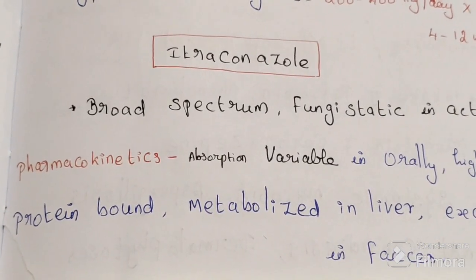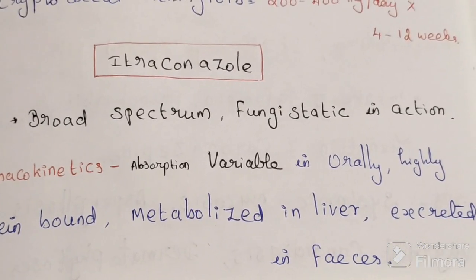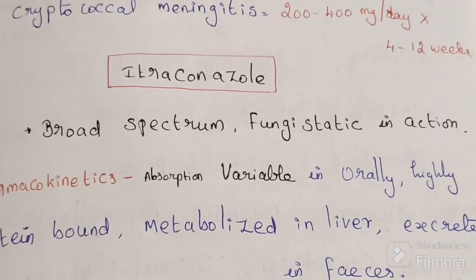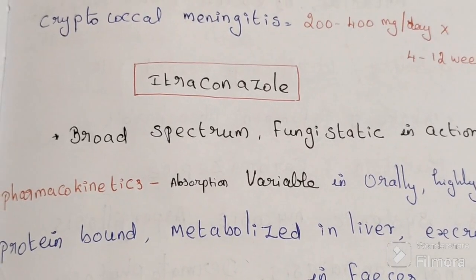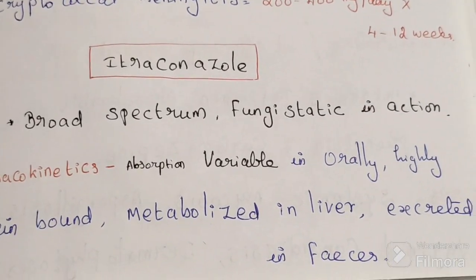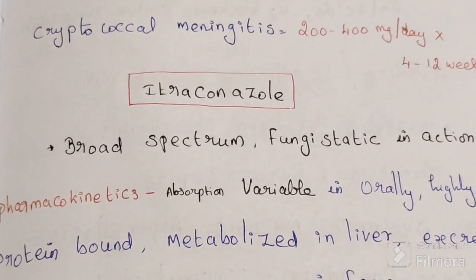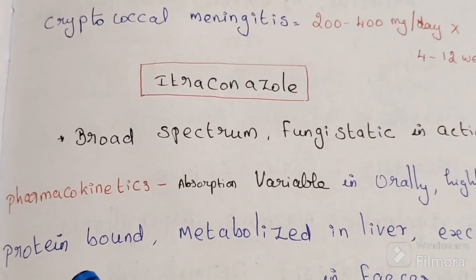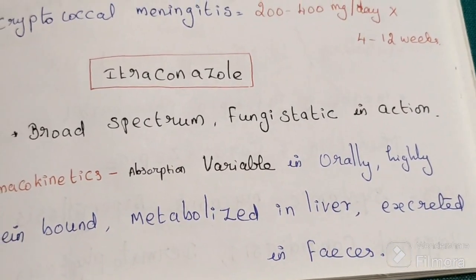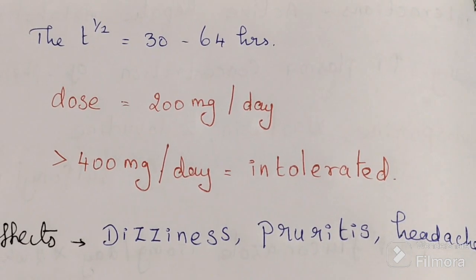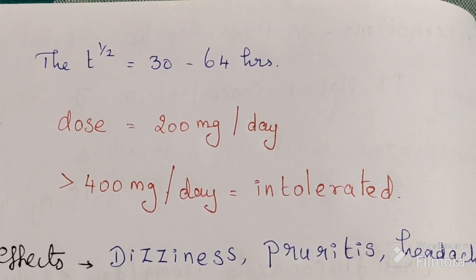Then pharmacokinetics: absorption is variable orally, it is highly protein bound, metabolized in the liver and excreted in feces. The half-life of itraconazole is 30 to 64 hours.